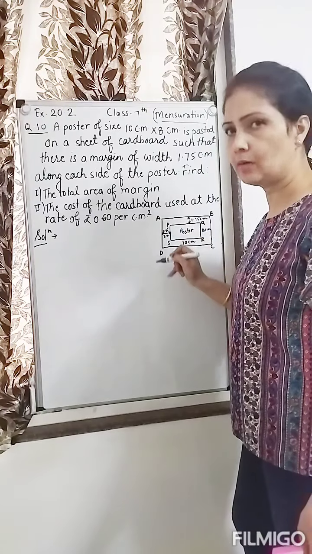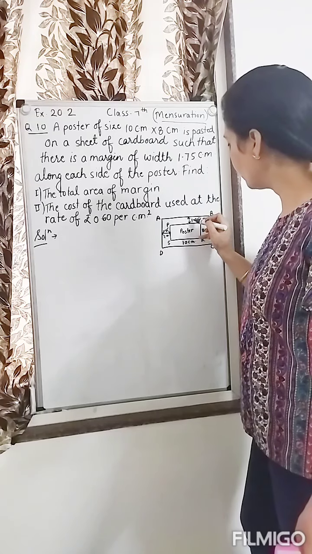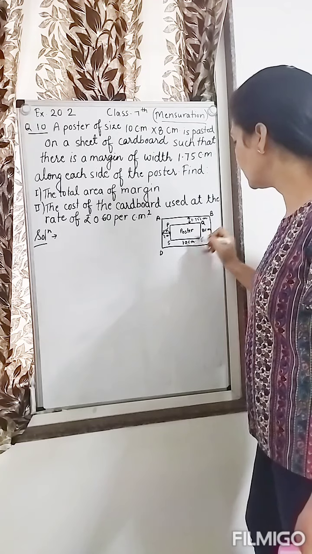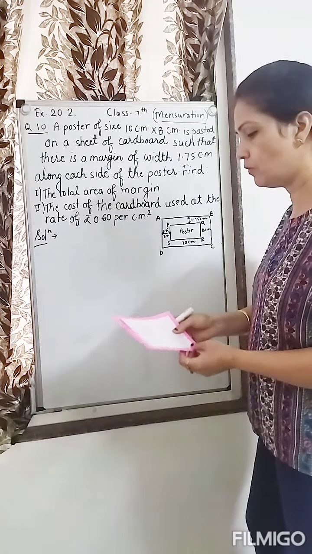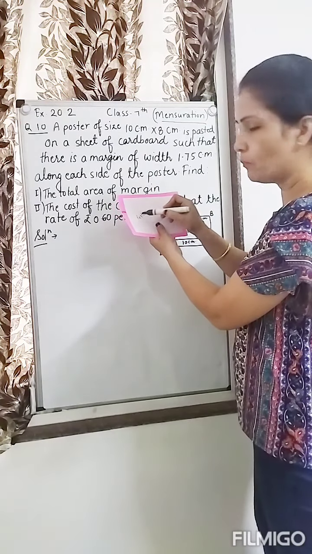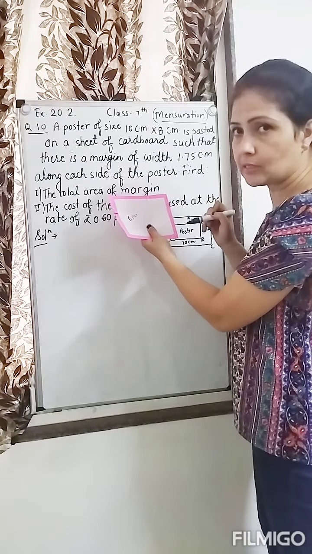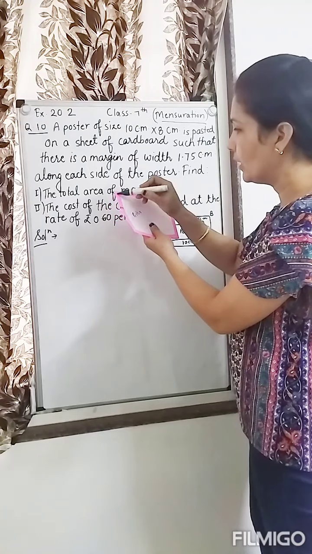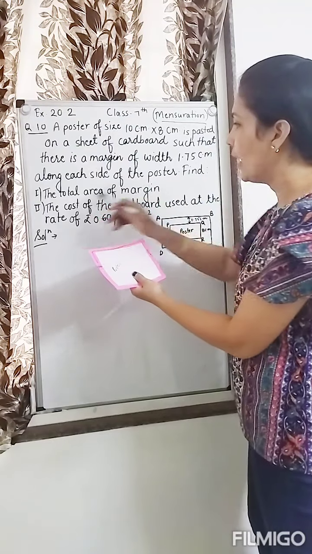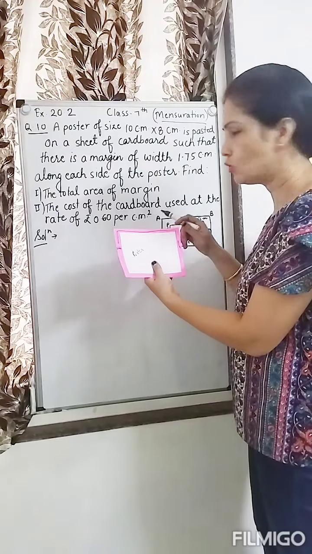ABCD, suppose there is a cardboard on which there is a poster PQRS. And there is a margin of 1.75 centimeter along its four sides. So the length of the poster is 10 centimeter and the width is 8 centimeter. If you understand the question from this, suppose this pink one is a cardboard on which this white sheet is representing a poster, and on four sides there is a 1.75 margin. So we have to find the area of the margin and the cost of the cardboard used at the rate of 0.60 per centimeter square.